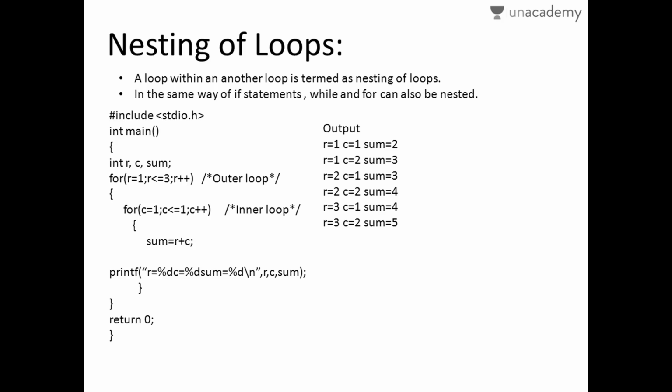Nesting of loops simply means a loop within a loop, within another loop. For example, if I have a for loop and I want another for loop to be executed within that particular for loop, then we'll be using the concept of nesting of loops. Here, this is one for loop and this is another for loop. This for loop is actually within this for loop.